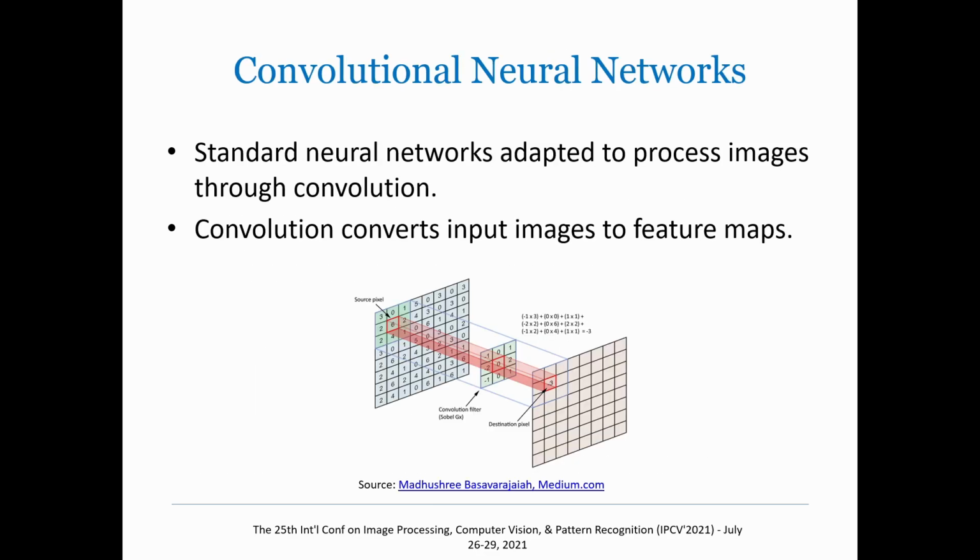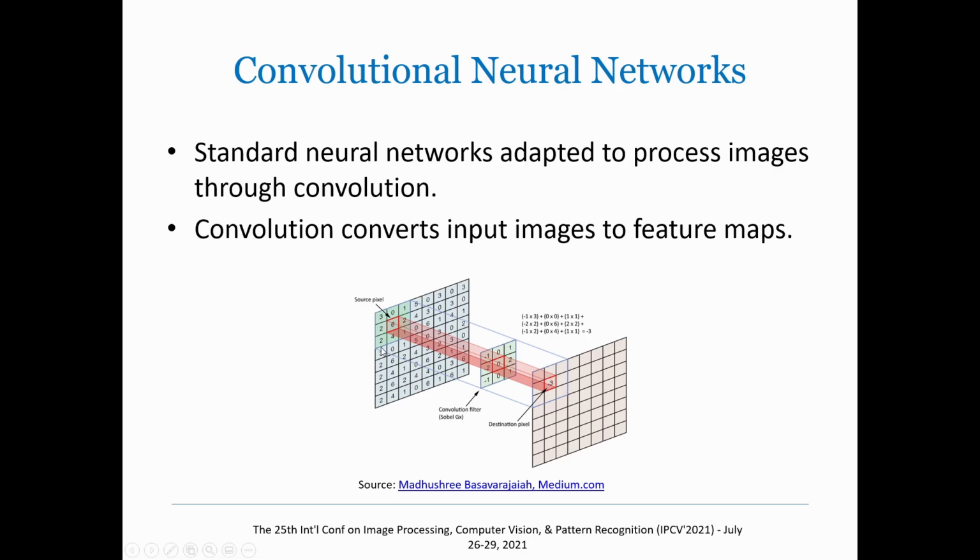So our first method for object detection uses a convolutional neural network model. So what is a convolutional neural network? It's essentially a standard neural network which has been adapted to process images through convolution. What is convolution? So convolution takes an input image, such as this one. It takes each section of that image and multiplies it by a convolutional filter or kernel, which is just a small matrix of specifically selected values designed to draw out certain object features.